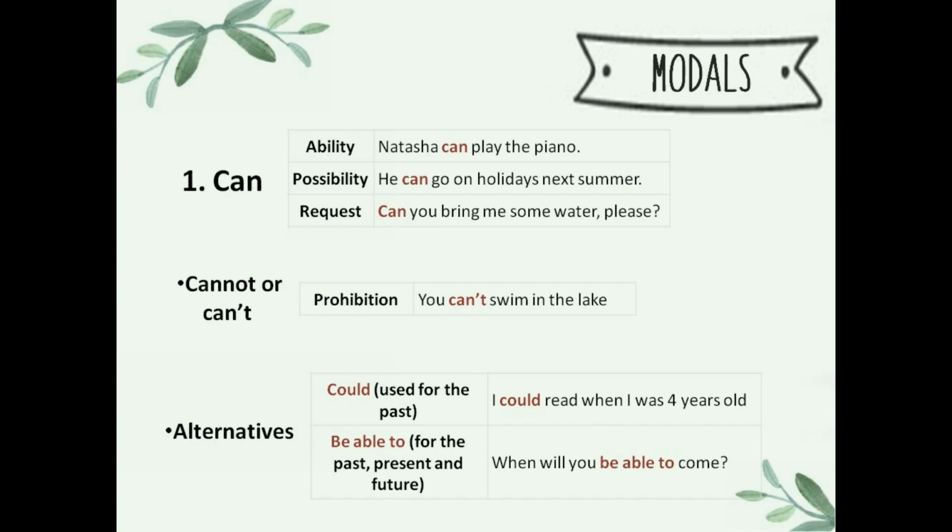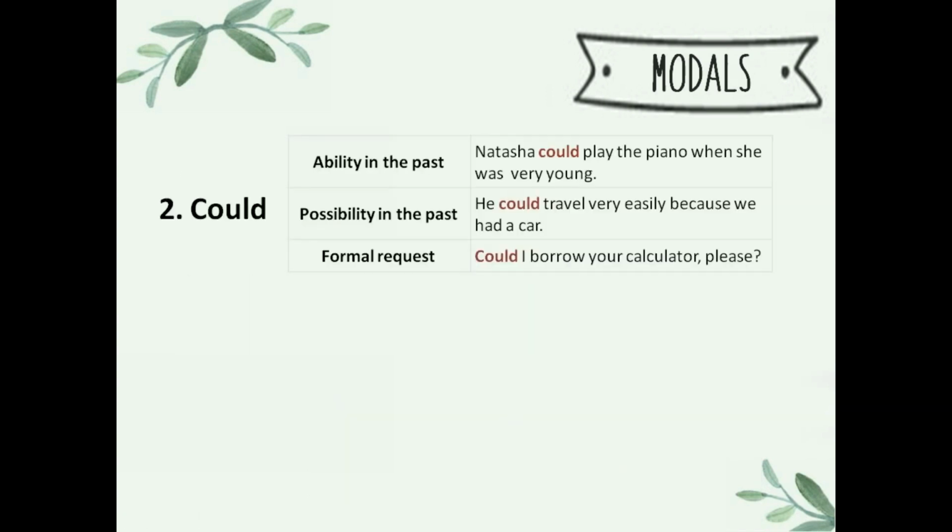Having said this, we move on to the next one, which is could. And in this respect, we must know that could is used to talk about ability in the past, like in Natasha could play the piano when she was very young. Also possibility in the past, like he could travel very easily because we had a car, or in this case, a formal request. It is something that you ask another person to do for you.